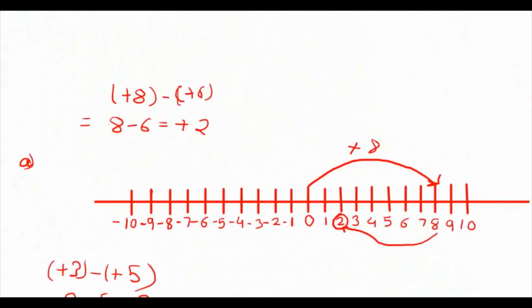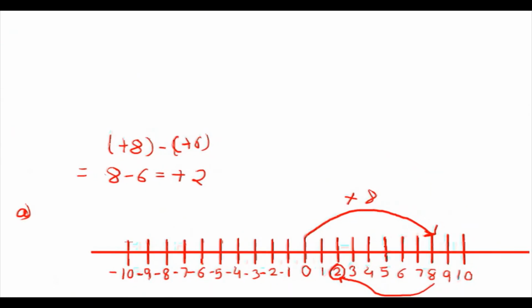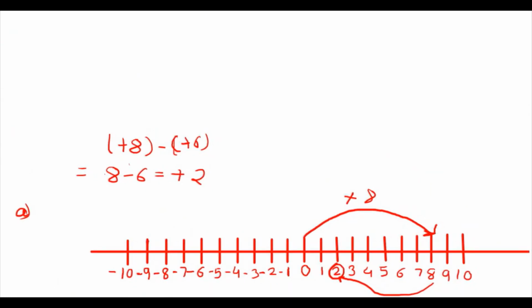Yeah, so the first question you can see is A. So what is this? Plus 8 minus plus 6. Now see, plus 8 will turn to what? We are subtracting two positive integers. So plus 8 will be as it is. Then minus and plus will turn to minus 6. No need to change this minus sign to plus over here. So 8 minus 6, plus 2.